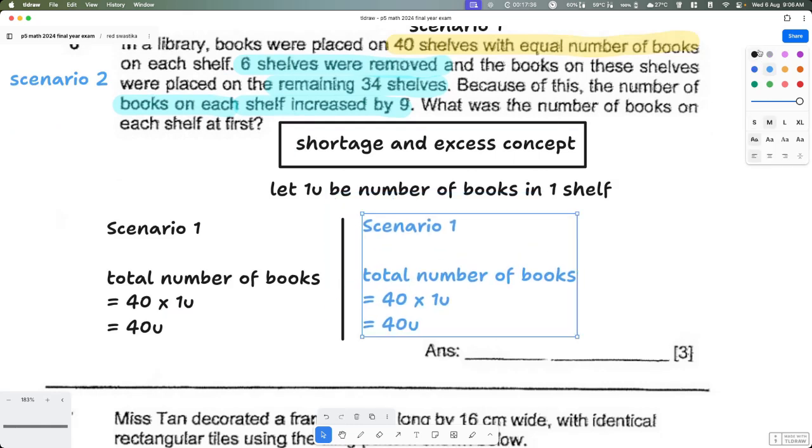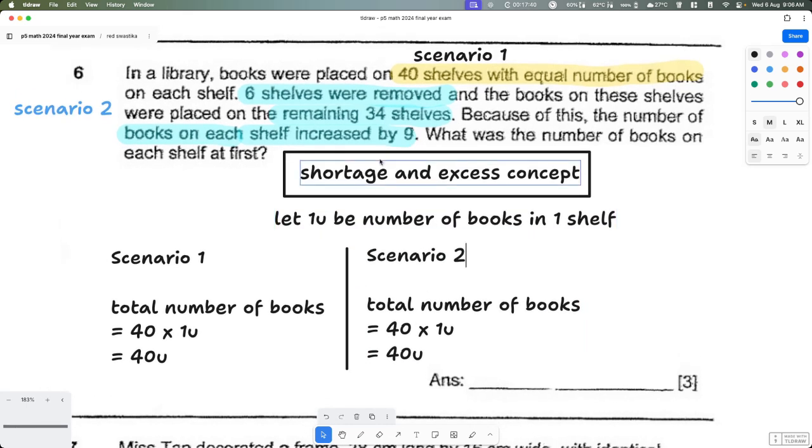Okay, I'm gonna make this back. Scenario 2, the total number of books is, in this case, 34 shelves times 1 unit plus 9. So this will be 34 units times 1 unit. I'm gonna just make it like this, so at least it looks better. And 34 times 9.